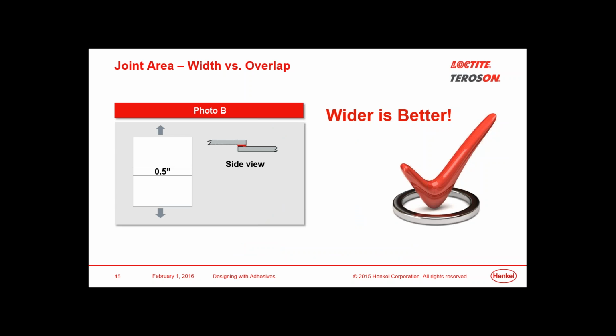Again, this goes back to the concentration of the force at the edges of the bond area depending on the direction of the force. So as opposed to having a 1 inch wide bond joint to resist the force being exerted to it, you would want to have a 2 inch wide bond joint. Wider is always better.